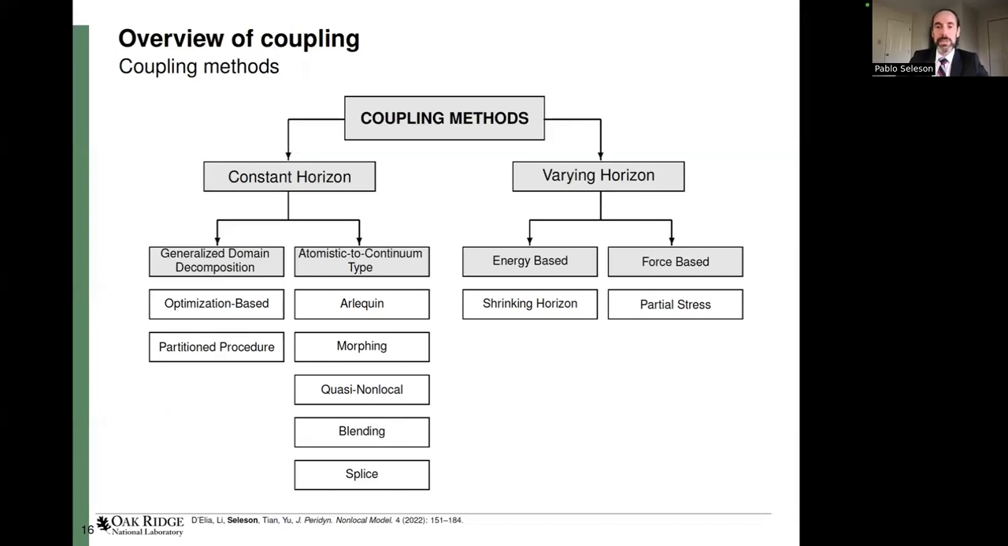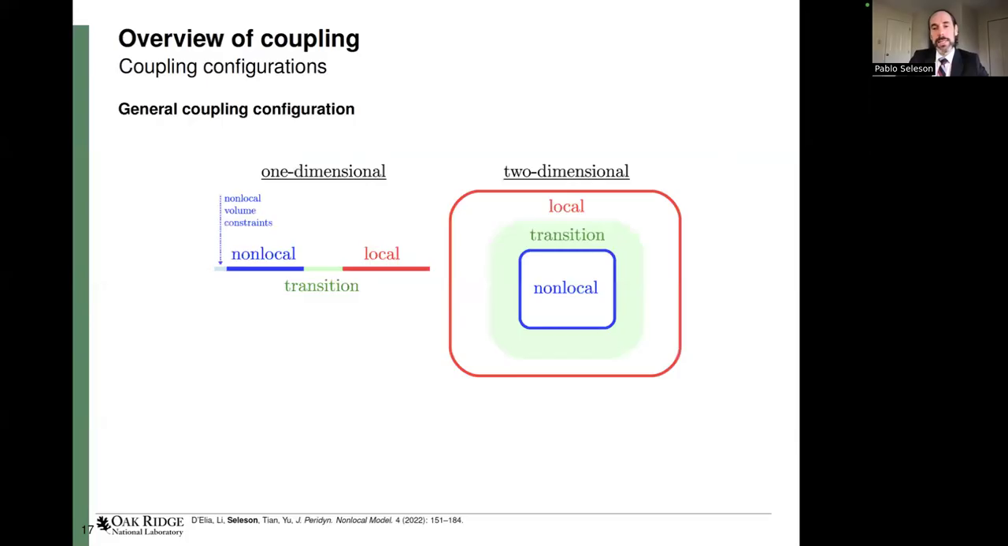On the varying horizon side, we have the energy-based, which is the shrinking horizon approach, and the force-based, which is the partial stress. Now, of course, I don't have time to go over all these methods. Instead, I'm going to just focus on two, which are the blending method and the splice. So I'm going to go over those in a moment. But before doing that, let's discuss some different coupling configurations for the domain that we may need to employ.